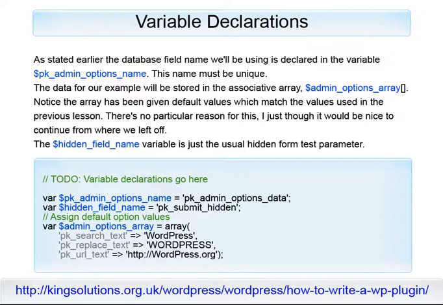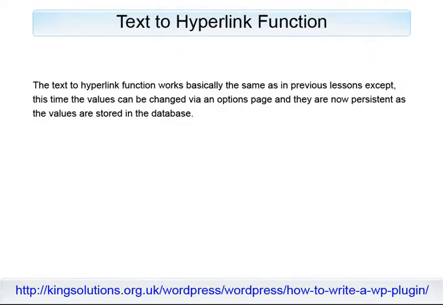The data for our example will be stored in the associative array adminOptionsArray. Notice this array has been given default values, which match the values used in the previous lesson. There is no particular reason for this. I just thought it would be nice to continue from where we left off. The hidden field name variable is just the usual hidden form test parameter. The text to hyperlink function works basically the same as in previous lessons, except this time the values can be changed via an options page and they are now persistent as the values are stored in the database.